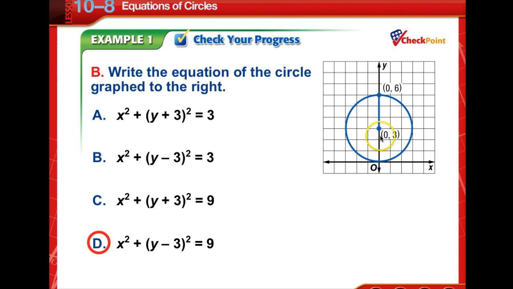Well, as you see, we've got a radius of 3, right? 1, 2, 3, 1, 2, 3. So we know we're going to have 3 squared, which is 9. x is going to be 0, or x plus 0 squared, so x squared, and then (y minus 3) squared. The center is at (0, 3).